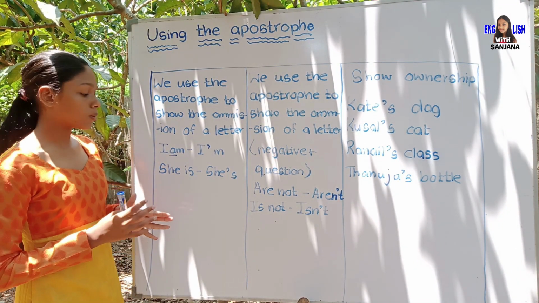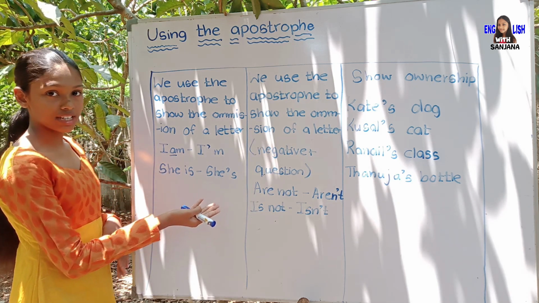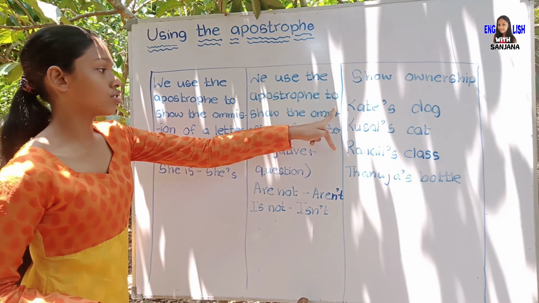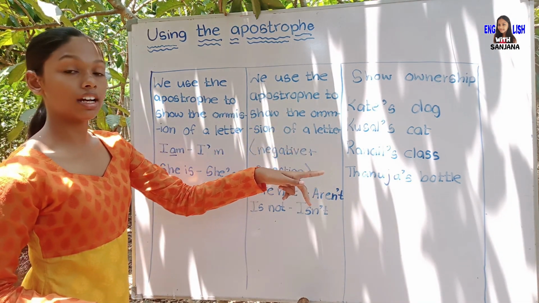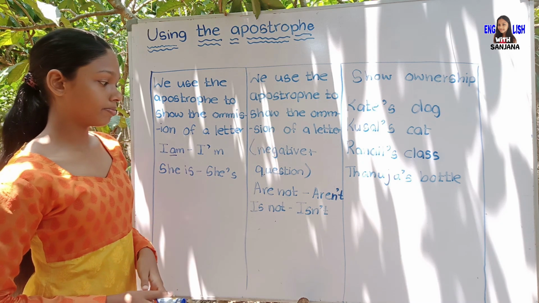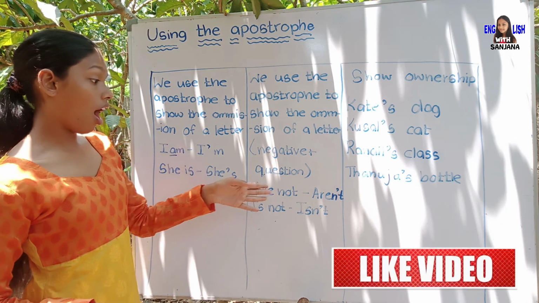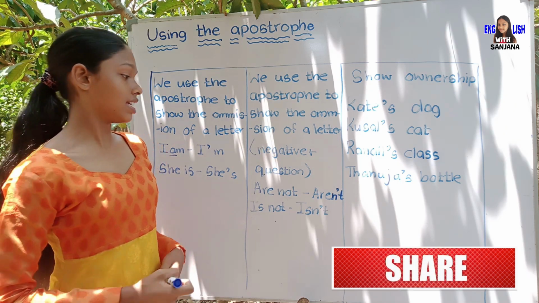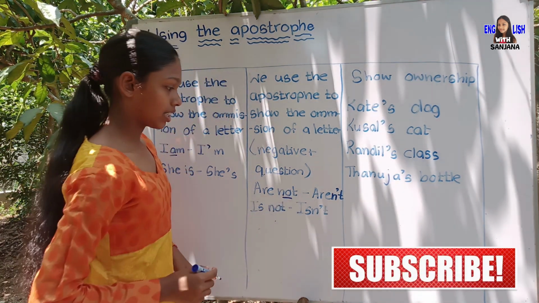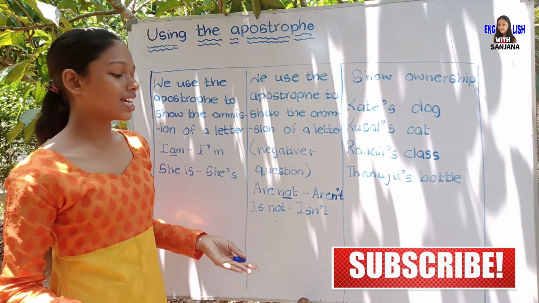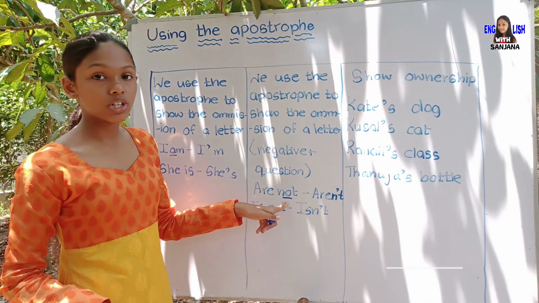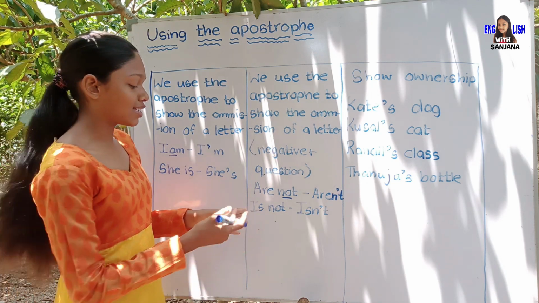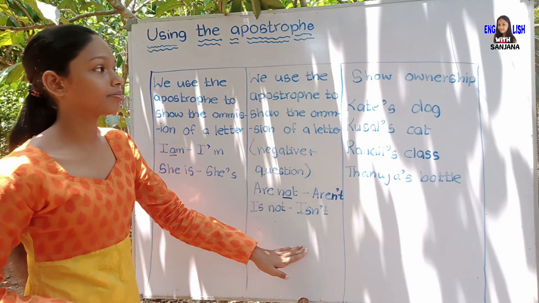The same method with she is. She's. We use the apostrophe to show the omission of a letter, negative plus question. For example, are not. Here the omission letter of are not is O. And we have used the apostrophe instead of the omission letter O. The same method with is not, isn't.